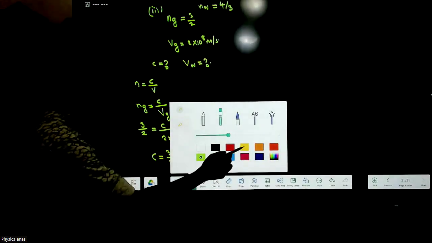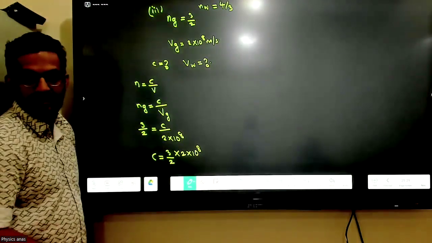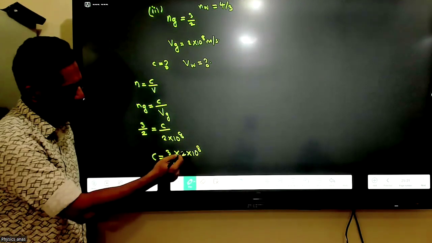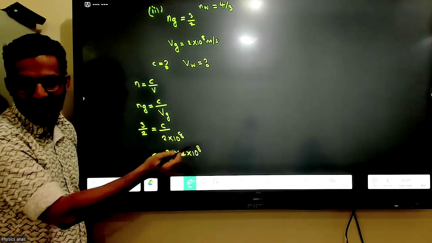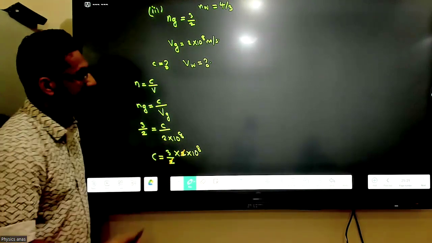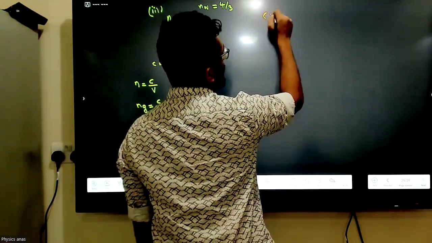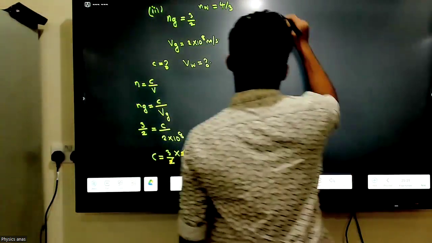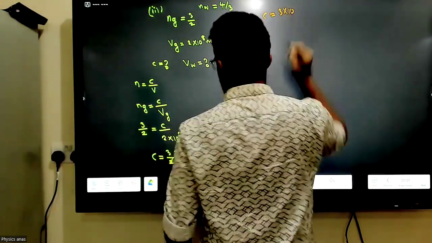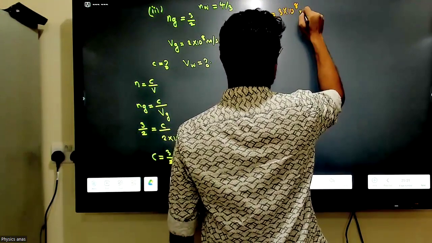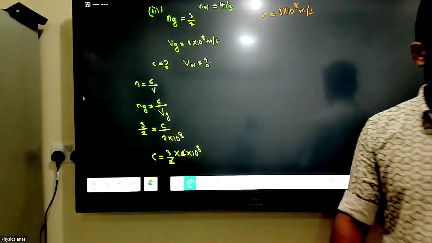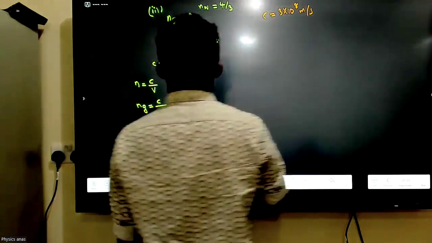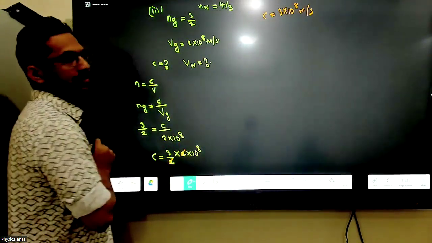Then what is the next step? See, 2 can be cut from this, right? There is a 2 on top and 2 on the bottom. You can cut it. So what is the value of c? The value of c is 3 into 10 raised to 8 meter per second. Simple. That's it. Okay.